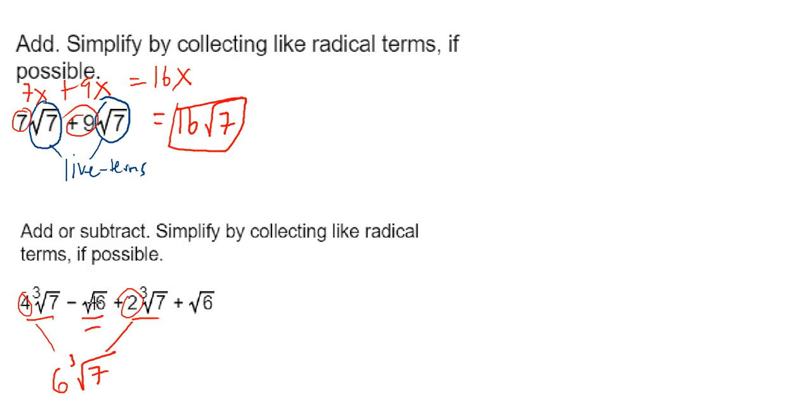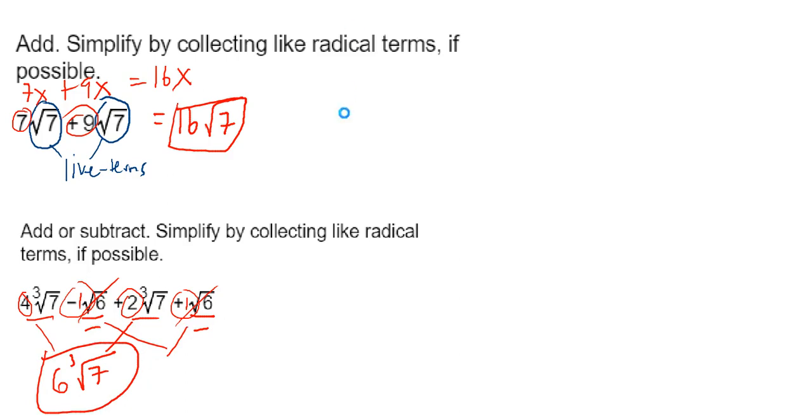And then this negative square root of 6 combines with this positive square root of 6. They just happen to cancel each other out this time because we have negative 1 here, positive 1 here. That gives me 0. And so those cancel out, and so my final answer here would just be 6 cube root of 7.